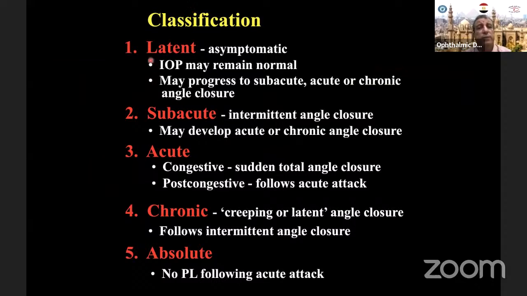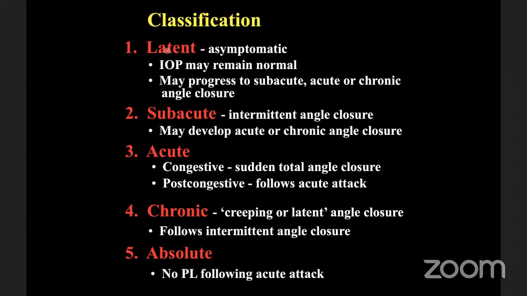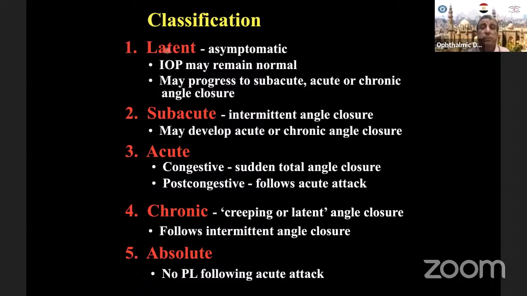Here we have either latent, asymptomatic, subacute, acute, chronic, or absolute glaucoma. This is the classification of primary angle closure glaucoma. Latent primary angle closure glaucoma is usually asymptomatic. No symptoms are present. Intraocular pressure might remain normal, and it may progress to subacute, acute and chronic.